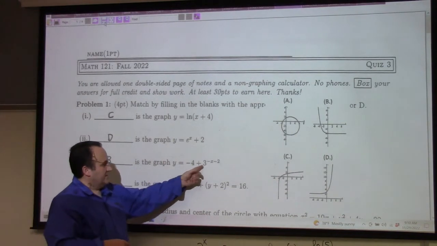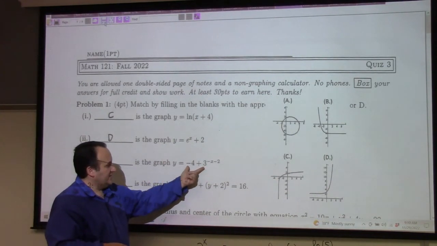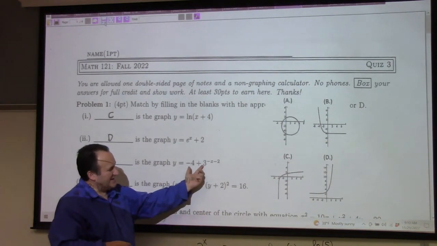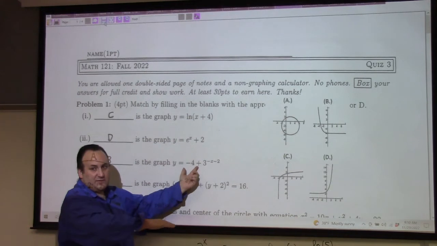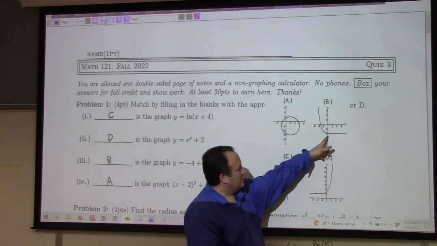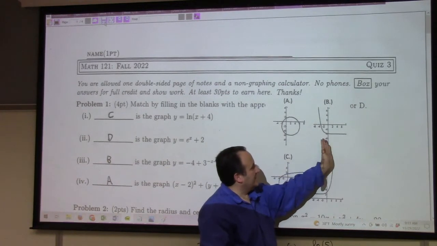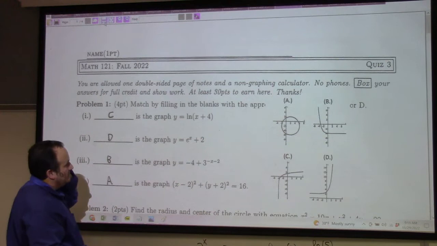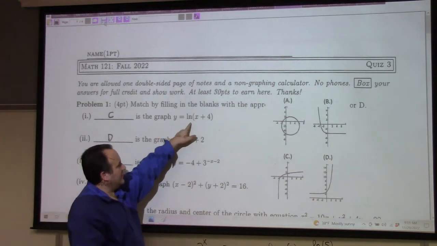Next, minus 4 plus 3 to the minus x minus 2. This should have a horizontal asymptote of minus 4. And 3 to the minus x is something that gets really, really large for negative x. So this one must be that one, because it's got that asymptote of minus 4, and it grows in the negative direction.